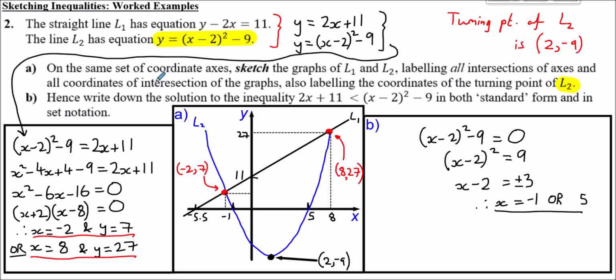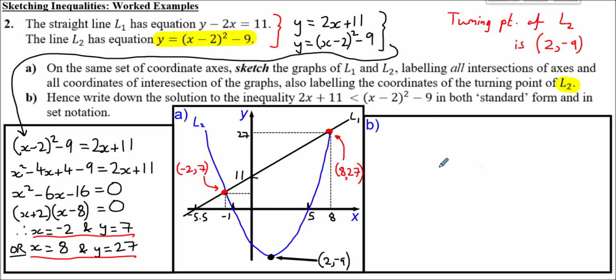That was quite some time, wasn't it? But now we can actually look at part B. So let's just clear the space for part B now. So part B, what we need to do, if we have a read of this, is hence write down the solution to the inequality 2x + 11 < (x - 2)² - 9.